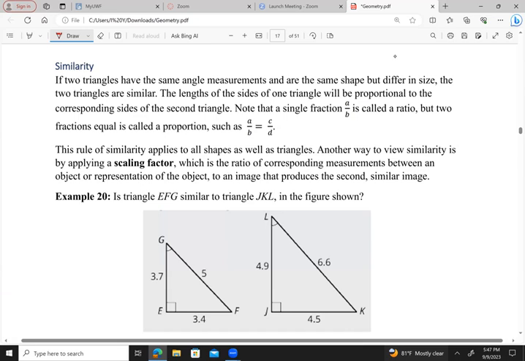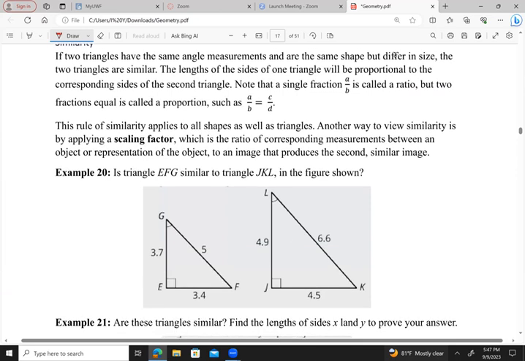The rule of similarity applies to all shapes as well as triangles. Another way to view similarity is by applying a scaling factor, which is the ratio of corresponding measurements between an object, or representation of the object, and an image that produces the second similar image.